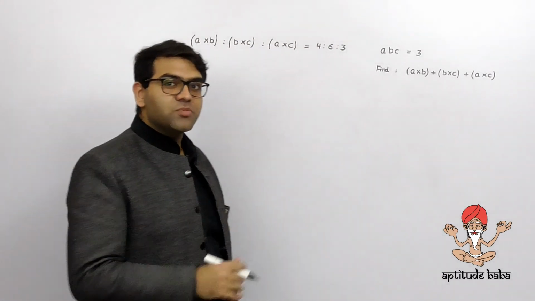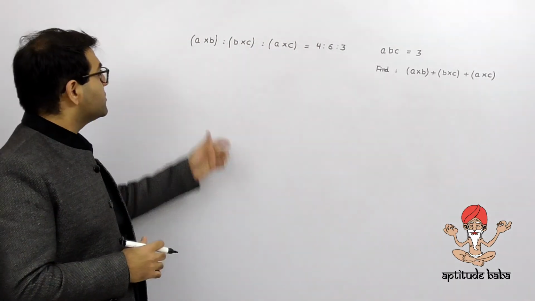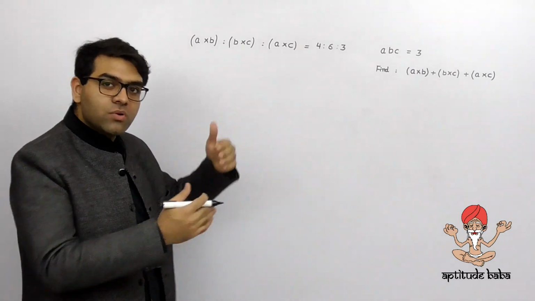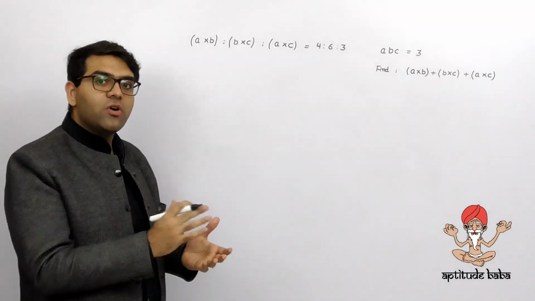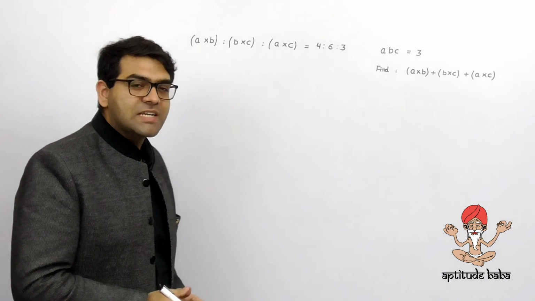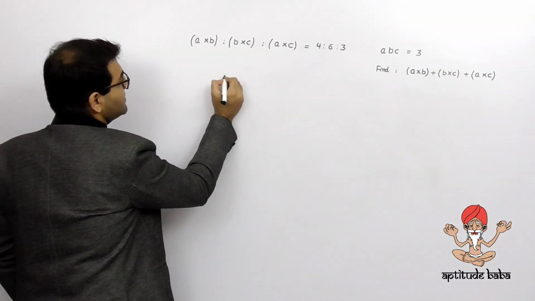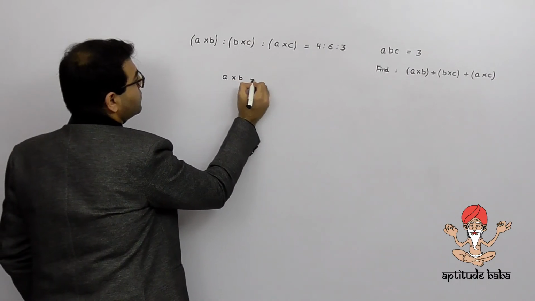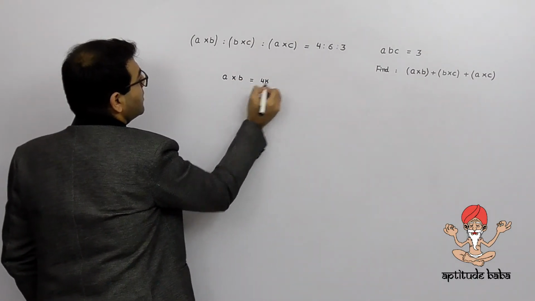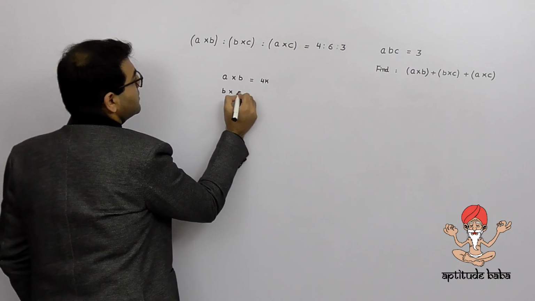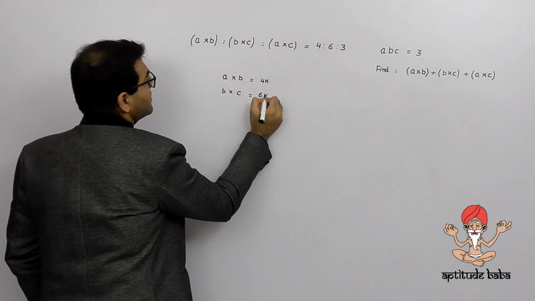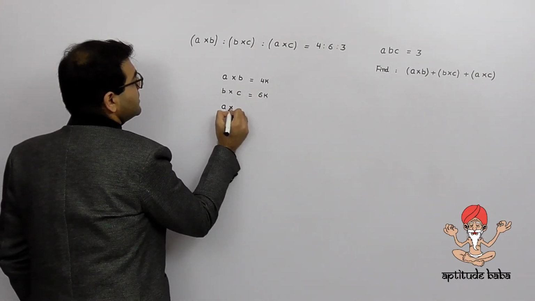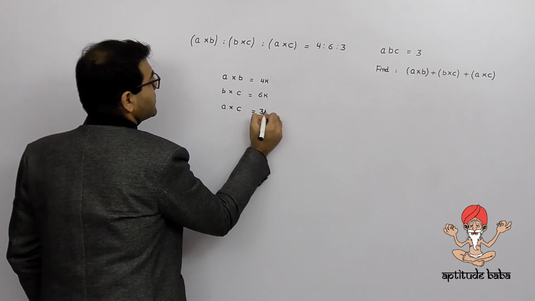The easiest approach of solving the question is to first convert this ratio into the actual value. For that, I introduce the arbitrary constant k. So from this ratio, can I say a into b equals 4k, b into c equals 6k, and a into c equals 3k?